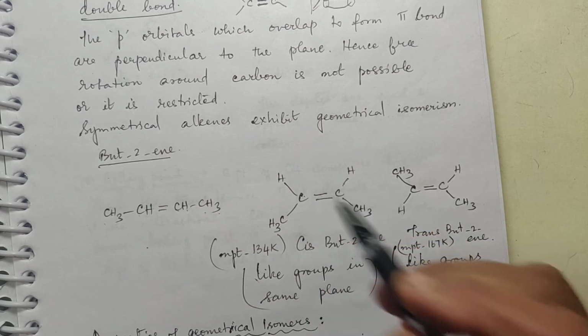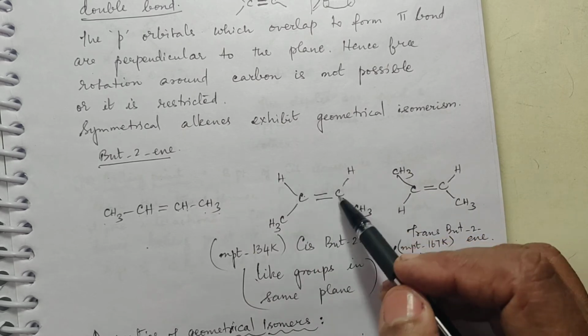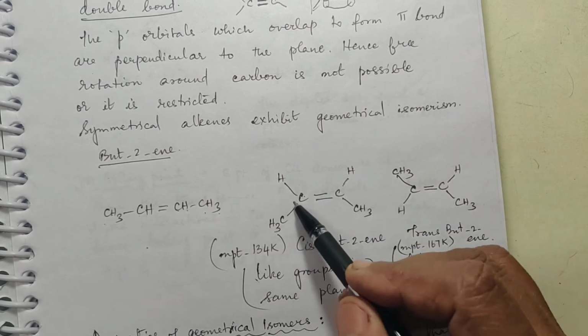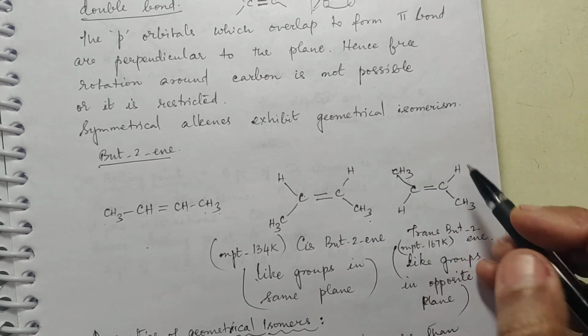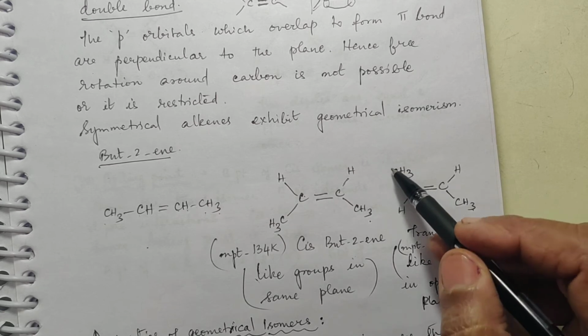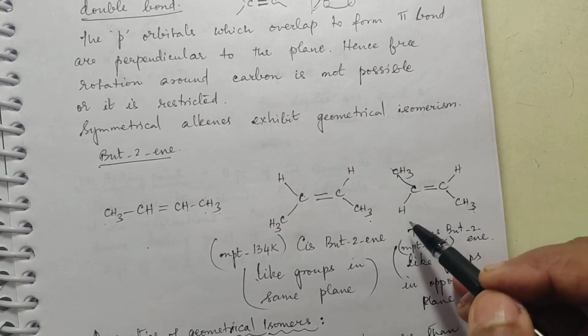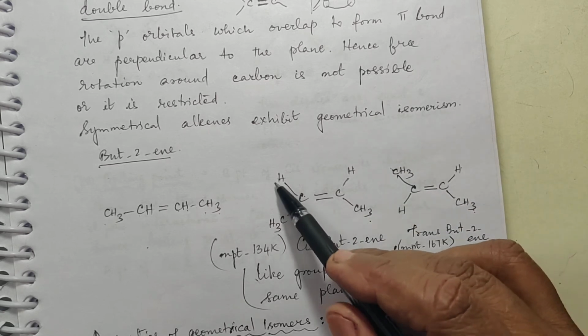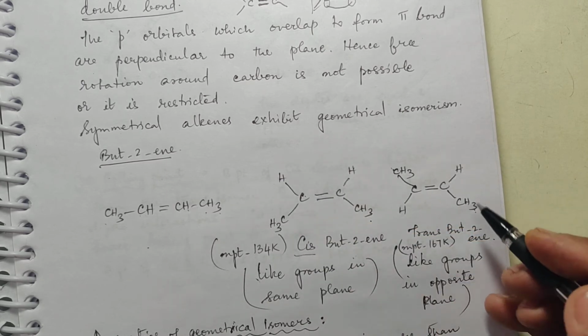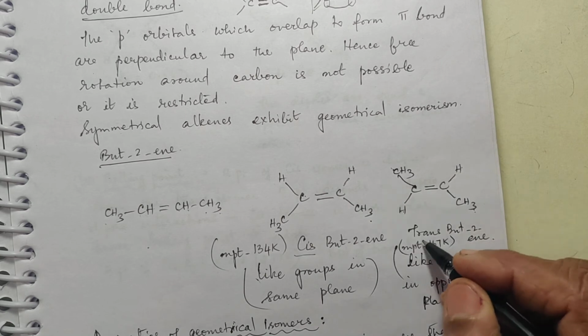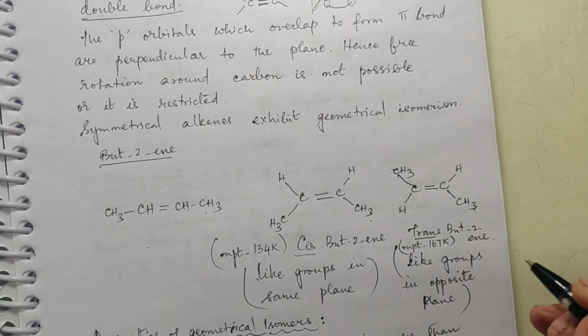Now when you put C double bond C, you can put both the hydrogen in one plane and both the CH3 groups in the other plane. Or what you can do is, you can put the CH3 groups of the two carbon atoms in opposite planes, and same way hydrogen in opposite planes. Now if you put them together in the same plane, it is called as cis isomer, and if you put them in opposite planes, then it is called as trans isomer.